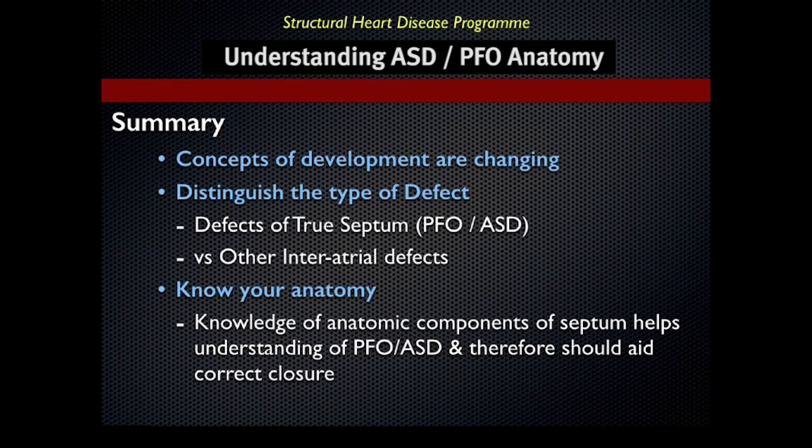So in summary, I hope that I've shown you that our concepts of development of the atrial septum are changing, and we need to consider these when we are considering atrial septal defects. It's important and probably crucial to distinguish the type of defect, whether it's a deficiency within the true atrial septum, which would be either a PFO or an ASD secundum, from other types of interatrial communication that I've just described to you.